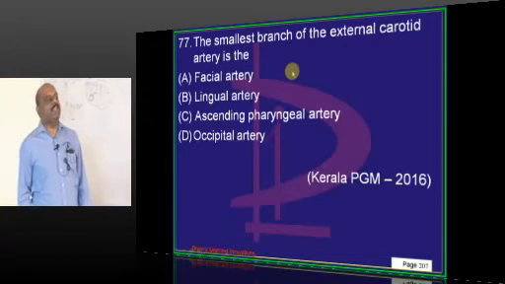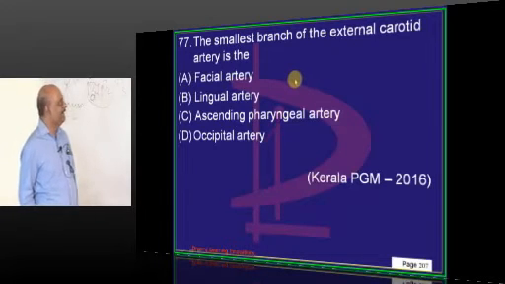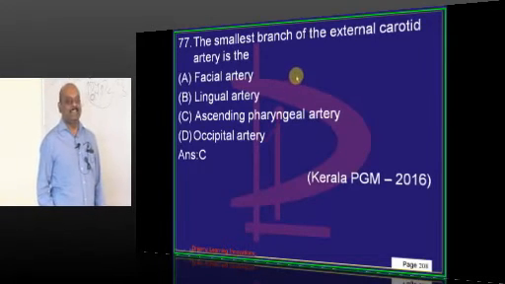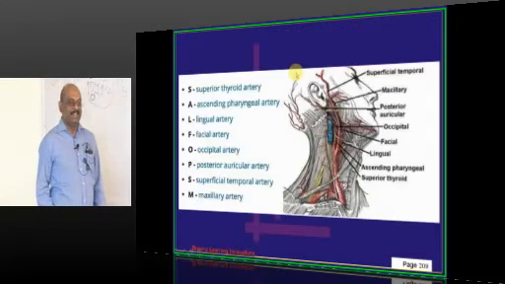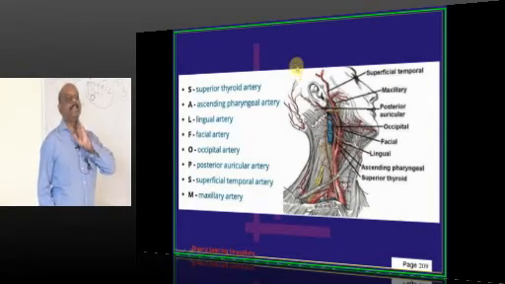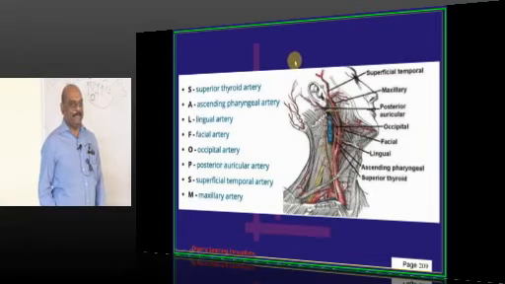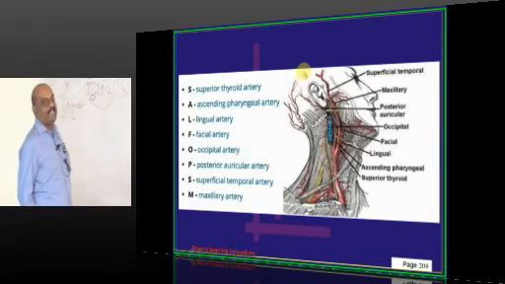Smallest branch of the external carotid. Neither is it illogical nor crackable. Common sense. Ascending pharyngeal. Very difficult, totally difficult only. Where will you measure? You have to look in the exam hall. External carotid only, no? So, ascending pharyngeal.